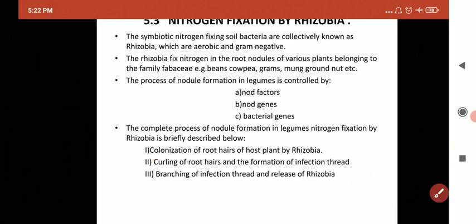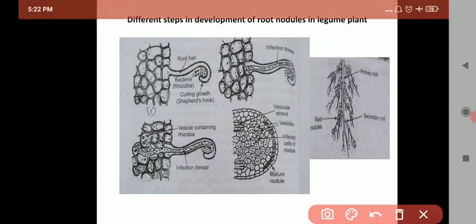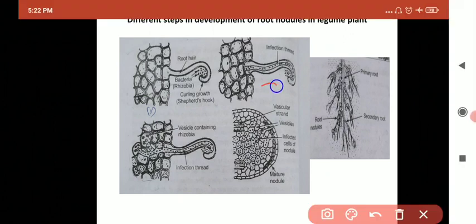Look at the diagrammatic representation. This one is the second step. Here infection thread is formed.